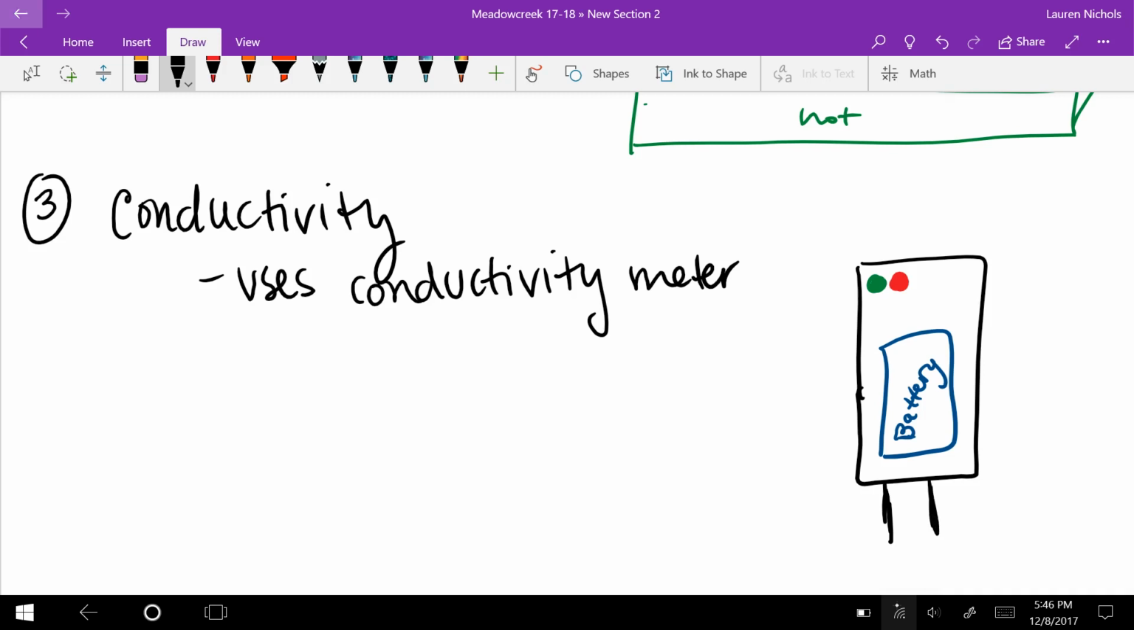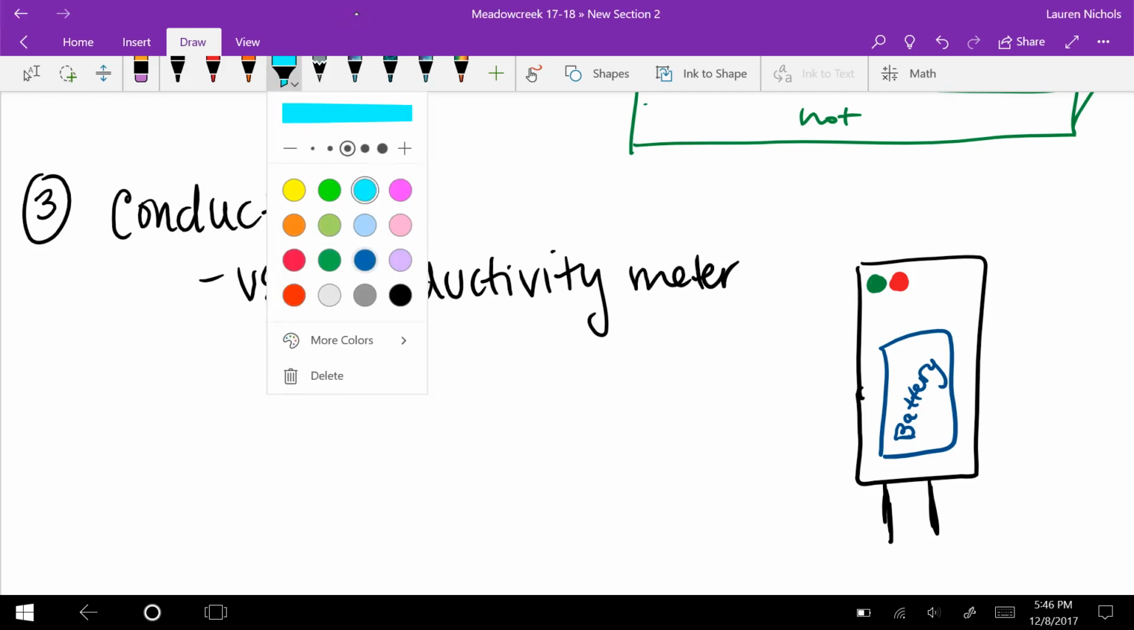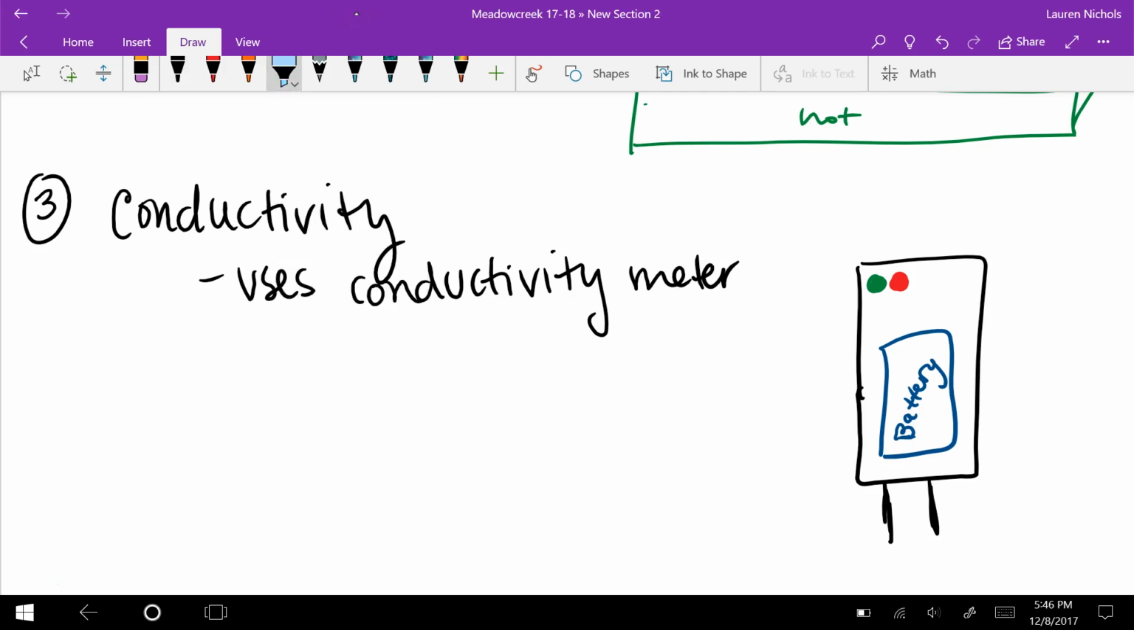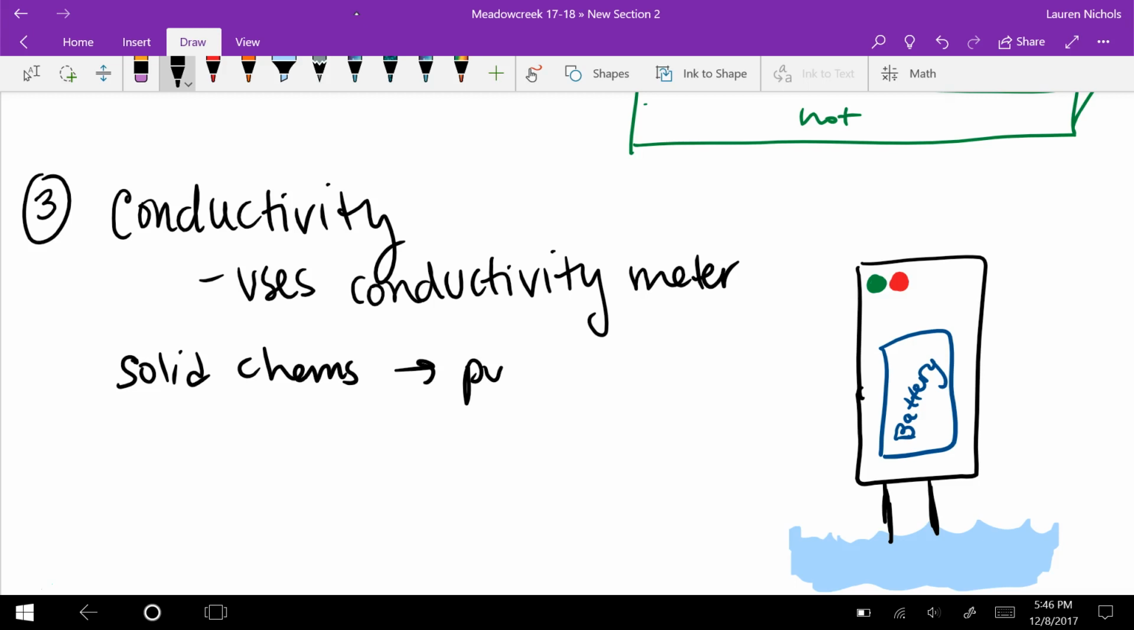And what you did was you stuck the prongs inside a liquid. When it was inside the liquid, the electrons could conduct electricity or not conduct electricity depending on what was dissolved in the water. So if you were given solid chemicals, you had to put them in water to dissolve, and you put the conductivity meter in there.